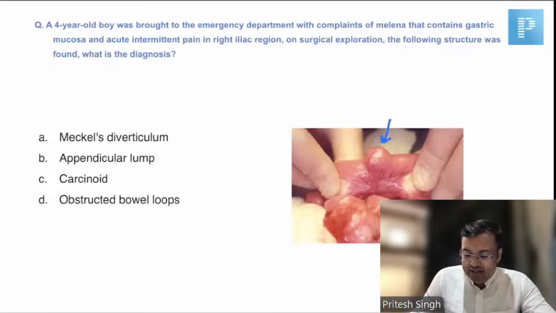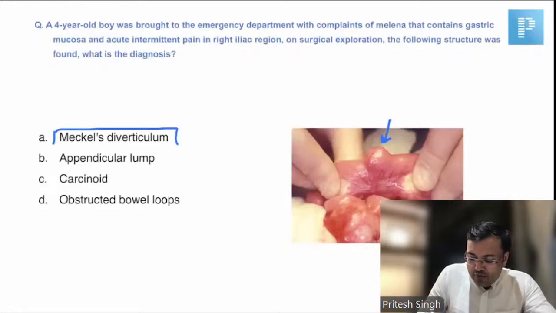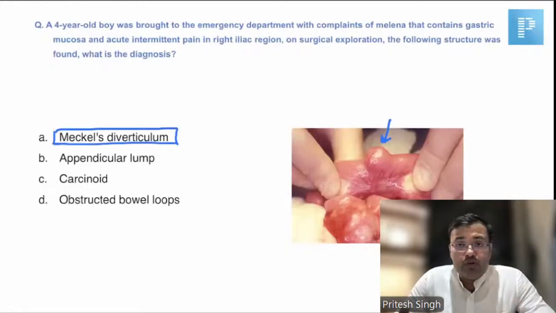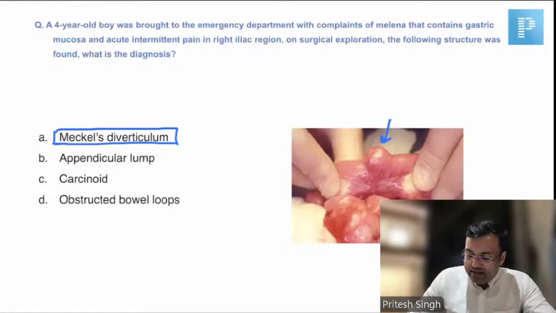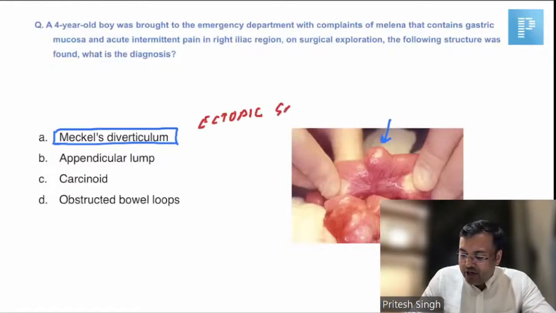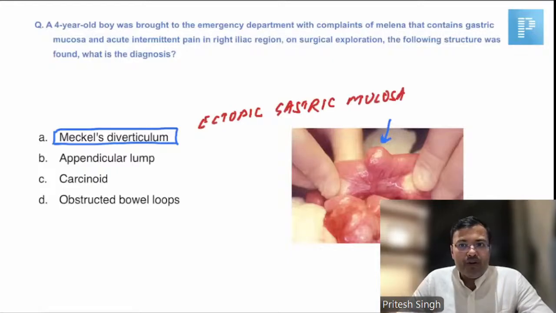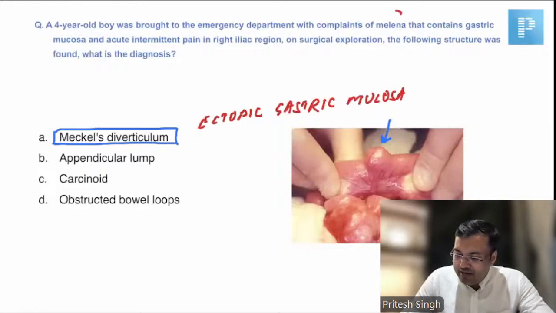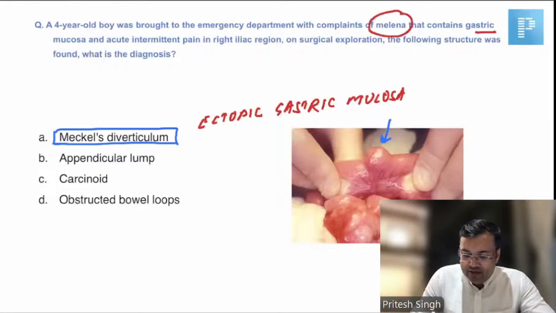So what is the diagnosis? This is Meckel's diverticulum. And you know that in Meckel's diverticulum, the most common ectopic mucosa is ectopic gastric mucosa. Because of this ectopic gastric mucosa, what is the problem? There is bleeding. So this patient was having bleeding leading to melena, with acute intermittent pain in the right iliac region.